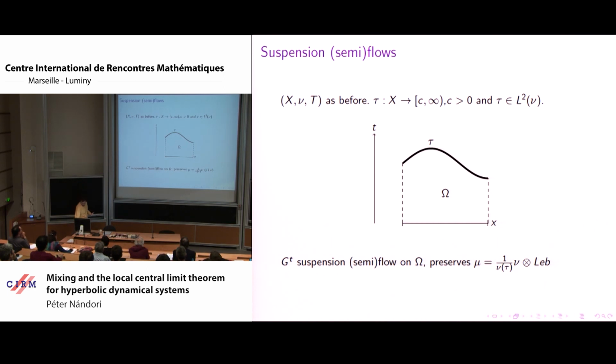Then you have the special flow: you pick a point x and you flow with a constant speed straight up until you reach the roof. And when you reach the roof, you immediately come back to the bottom and you apply T in the base. And you keep flying straight up. That's called a suspension flow, a suspension semiflow if T is non-invertible. And it preserves an invariant measure, which is just the invariant measure in the base times Lebesgue in the fiber. And maybe I just normalize to get a probability measure.